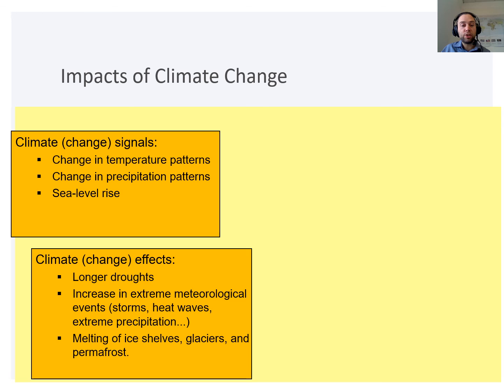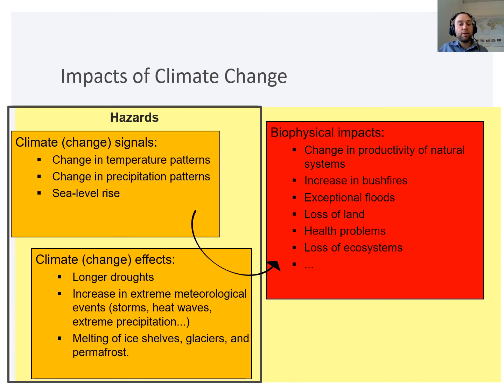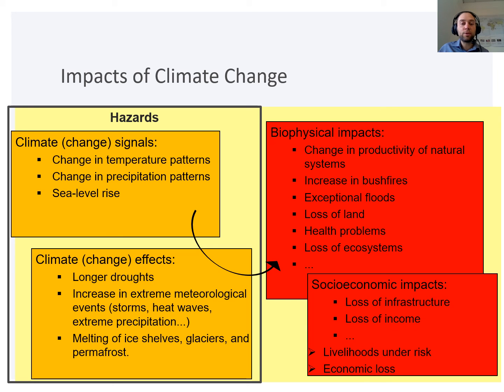Out of these climate change effects, which are also called hazards together with climate change signals, we can derive biophysical impacts. That are impacts of those hazards on the biophysical parts of our planet, like loss of land, floods, bushfires, etc. And when these biophysical impacts hit our societies, we have so-called socioeconomic impacts, which could be loss of income, loss of infrastructure, and that, on the other hand, could derive economic loss and put our livelihoods at risk.